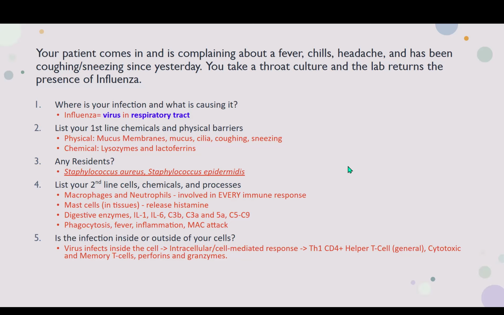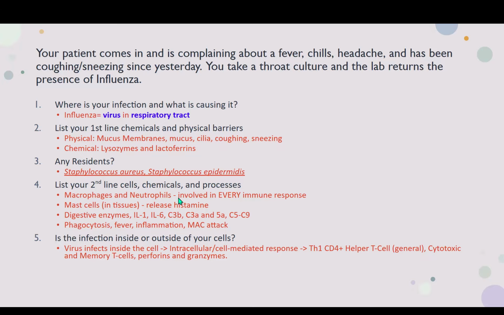But again, the biggest thing for this one is that a lot of this stuff, especially in the first and second line, are very similar. Worst case, if you just don't know or you're not sure, if it says first line barrier, just put mucus and mucous membranes. Just write it out. It doesn't matter. Write it out, get partial credit.